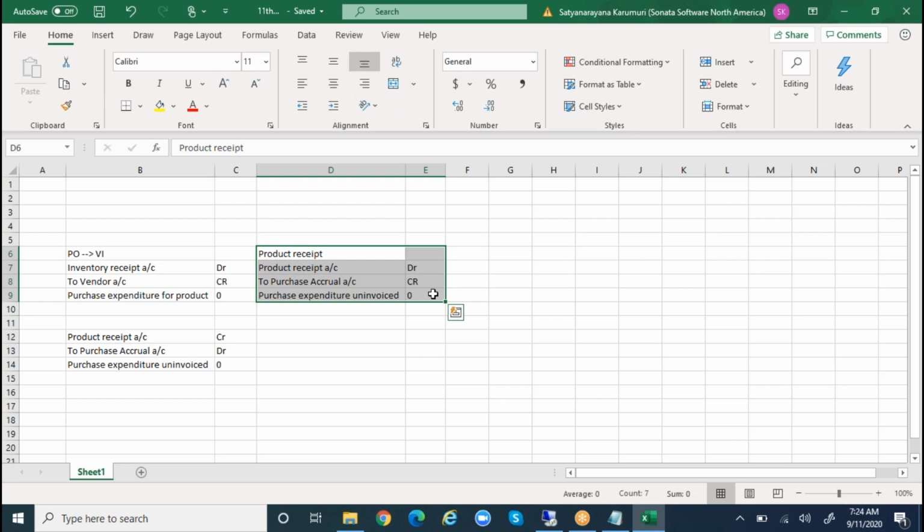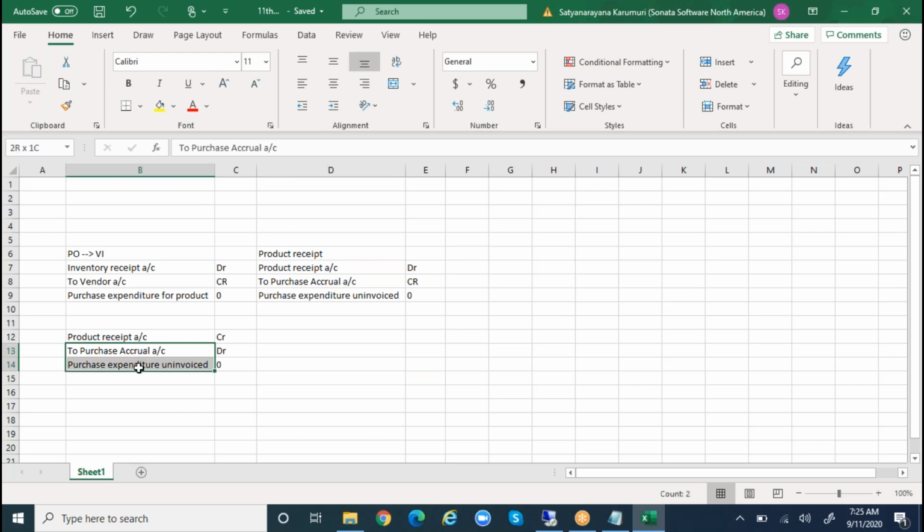In the trial balance, the CFO will check this. He will see all 4 ledgers, because only in some scenarios is there a difference; in all other scenarios, after the invoice these two ledgers will be reversed, so it will be nullified. He will see how much product is received, how much inventory is there. So all 4 ledgers he has to watch. These two should always be nullified.